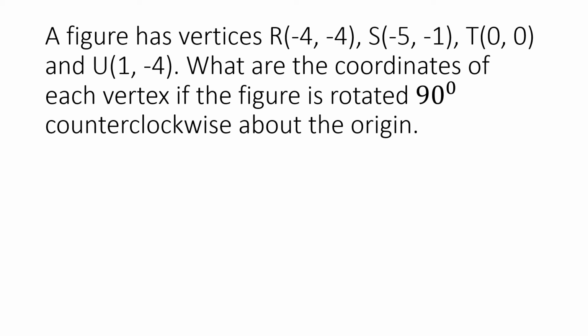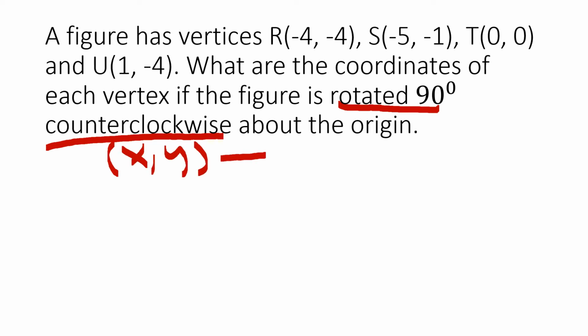The figure has vertices R(-4, -4), S(-5, -1), T(0, 0), and U(1, -4). What are the coordinates of each vertex if the figure is rotated 90 degrees counterclockwise about the origin? So this time we are rotating counterclockwise 90 degrees. The rule is: this time x and y switch and the y becomes negative.